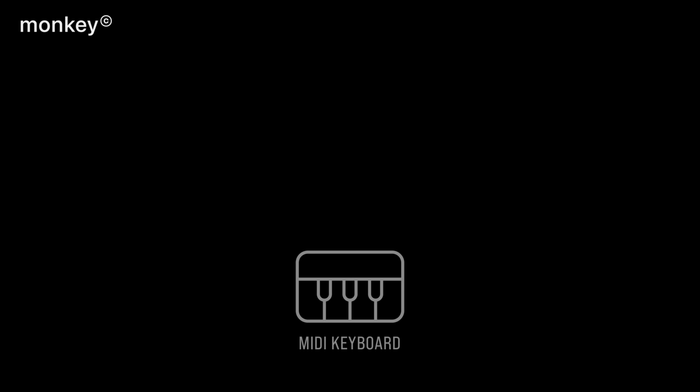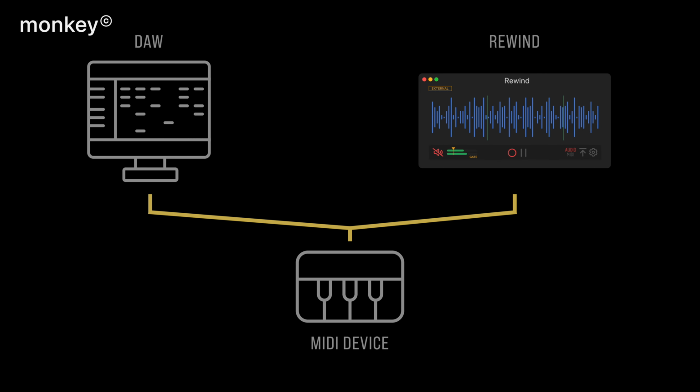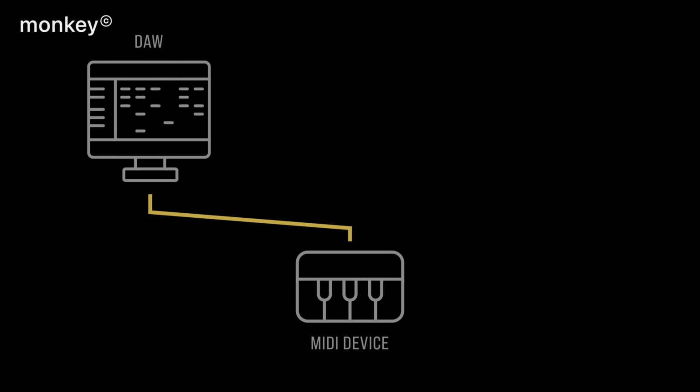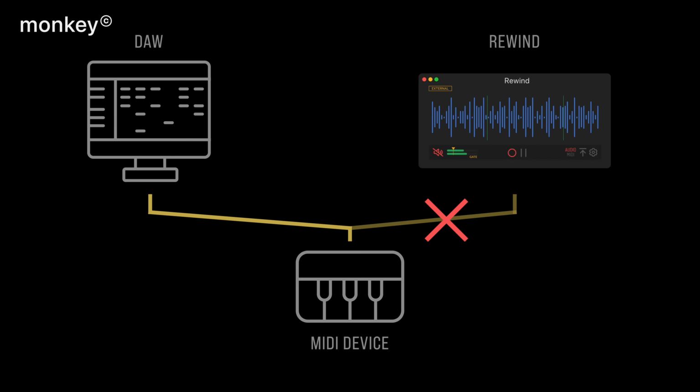On Apple, the MIDI devices can be shared between multiple applications, but unfortunately not on Windows. On Windows, your MIDI devices will be commandeered by the first application that connects to it. So if you start up your DAW, it will connect to your keyboard. But if you start up Rewind after that, it will not be able to connect to it. And also the other way around.